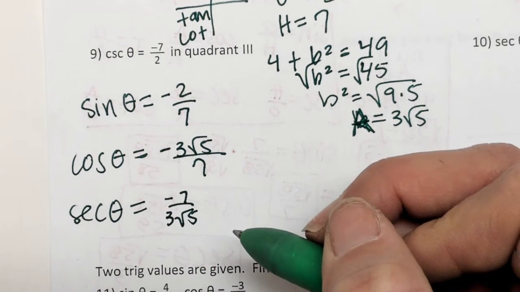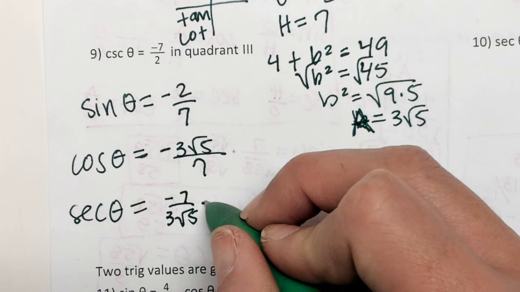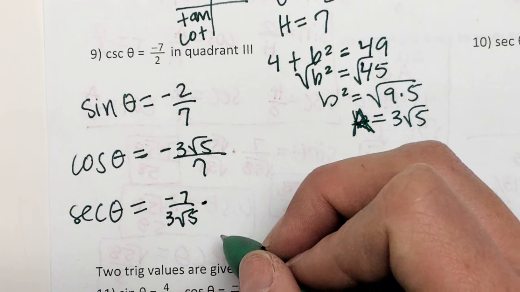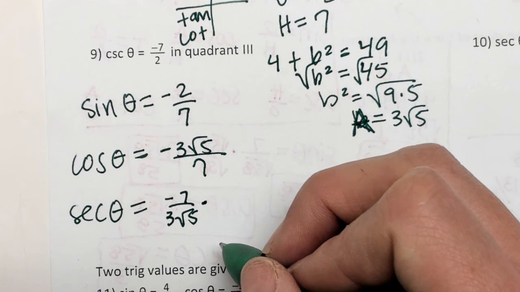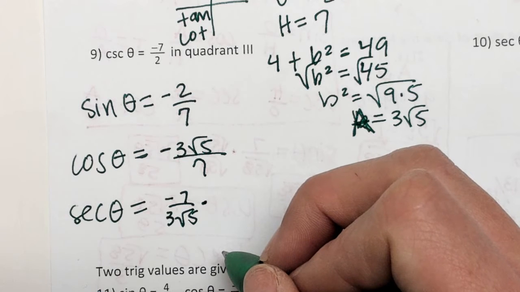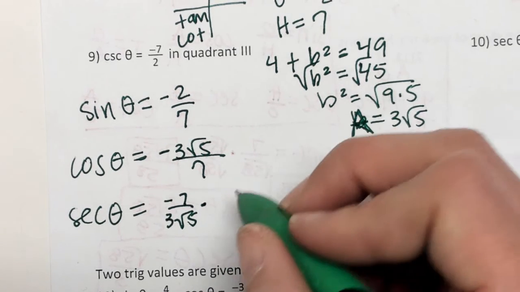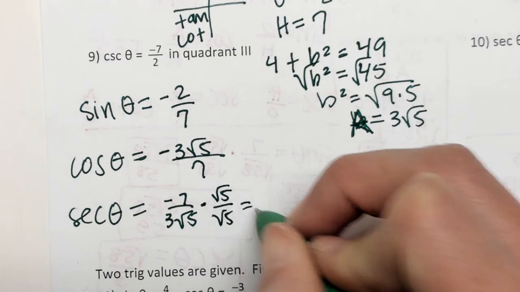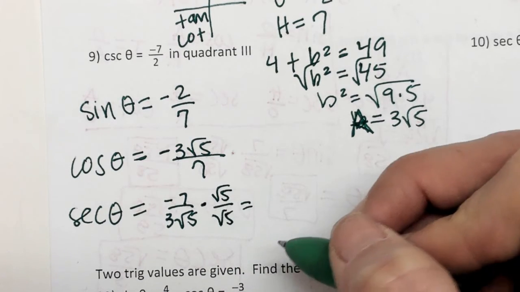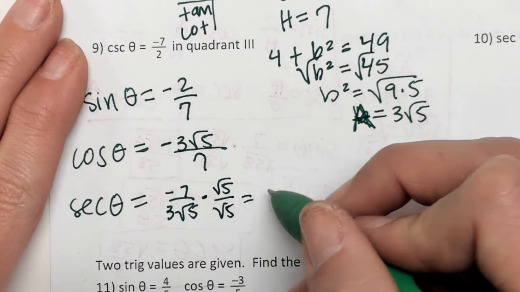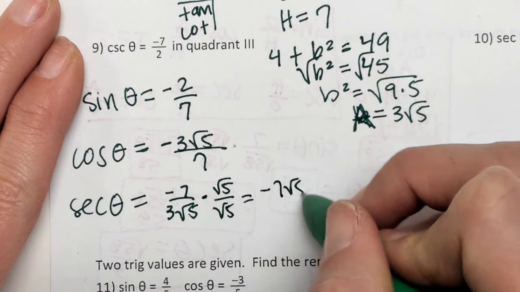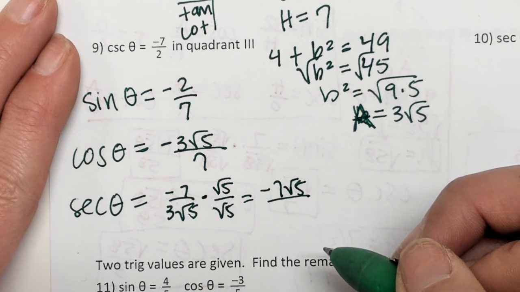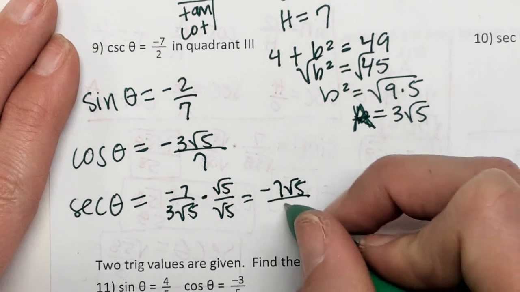Can we leave it like this? No. What do we need to multiply the top and bottom by? Just square root of 5 or 3 square root of 5? What's the problem on the bottom? Just the radical, the square root of 5. The 3 is not the problem. So on top we'd have what? On bottom, 3 times 5, which is 15. Good.